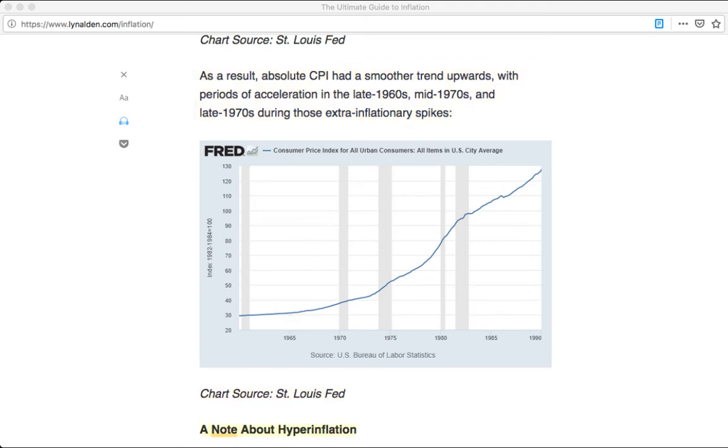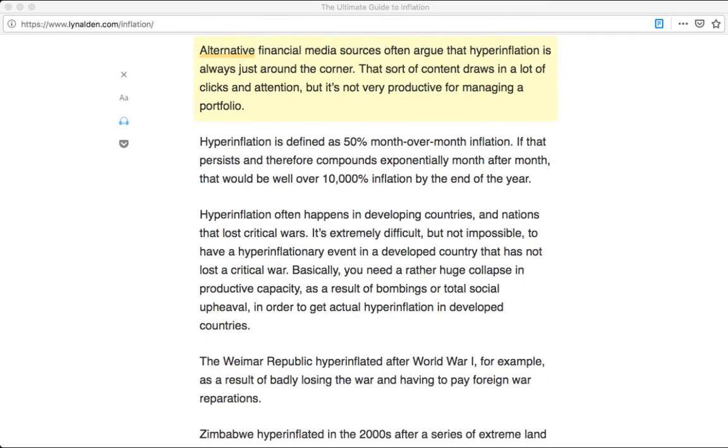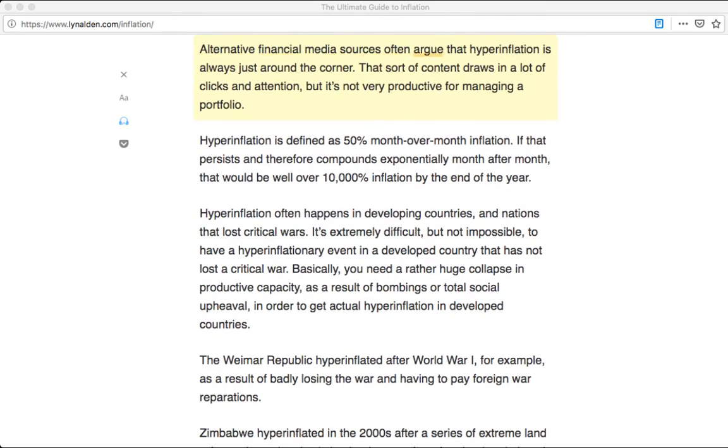A note about hyperinflation. Alternative financial media sources often argue that hyperinflation is always just around the corner. That sort of content draws in a lot of clicks and attention, but it's not very productive for managing the portfolio. Hyperinflation is defined as 50% month-over-month inflation. If that persists and therefore compounds exponentially month after month, that would be well over 10,000% inflation by the end of the year. Hyperinflation often happens in developing countries and nations that lost critical wars.